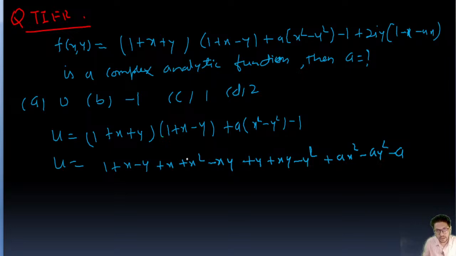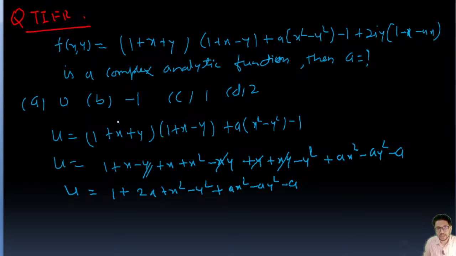Now xy and xy will get cancelled, and y will get cancelled with y. So this is going to be 1 plus 2x plus x square minus y square plus a x square minus a y square minus a. This is the value of u.